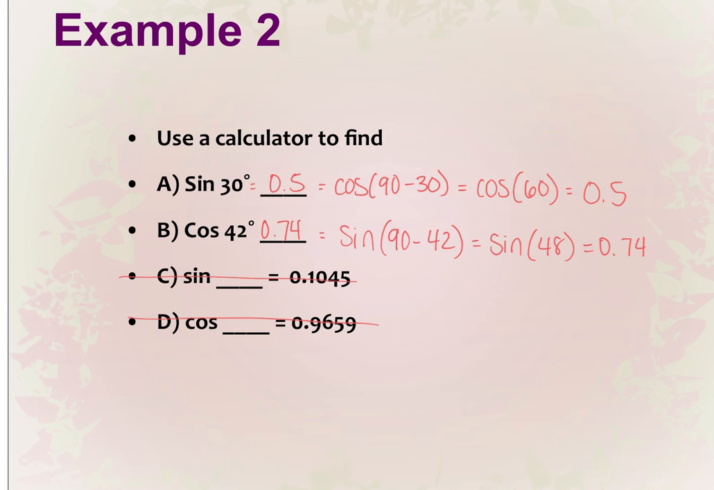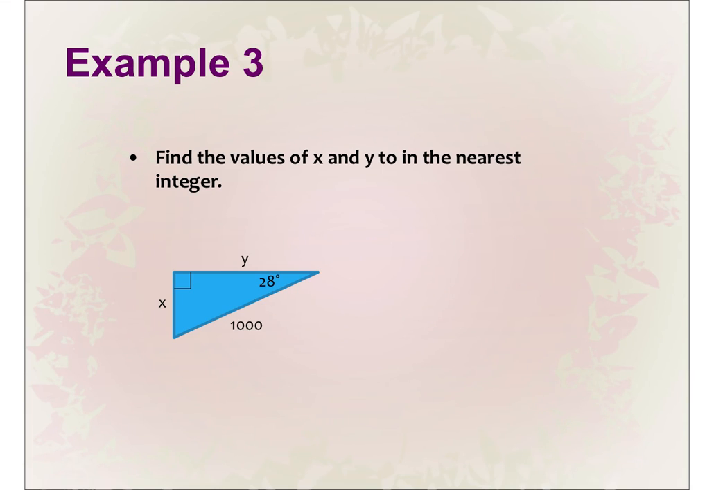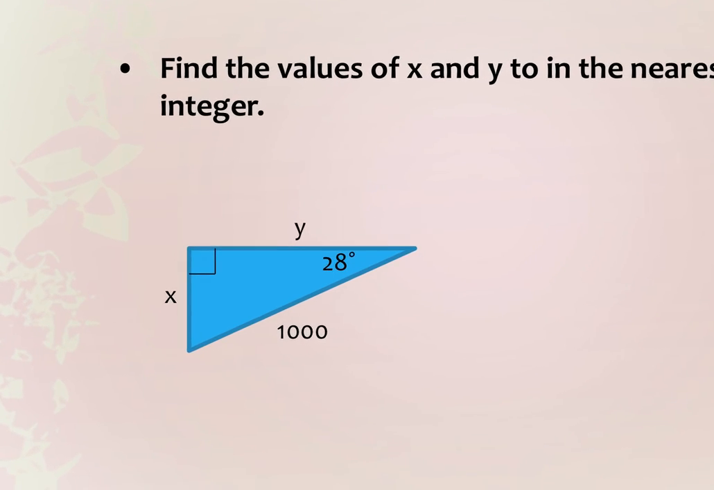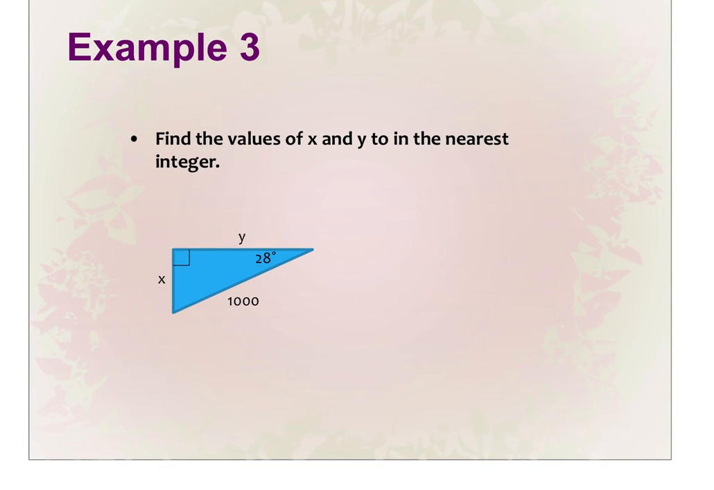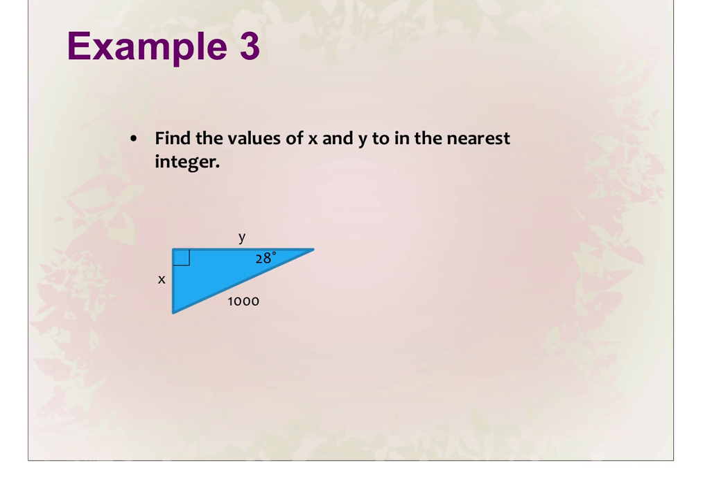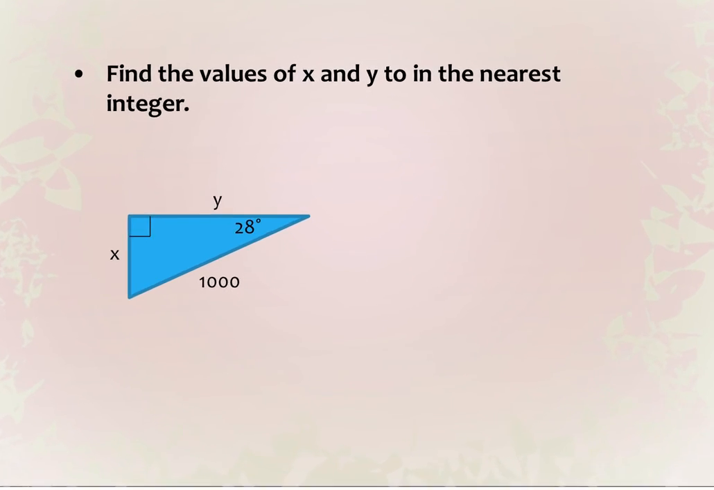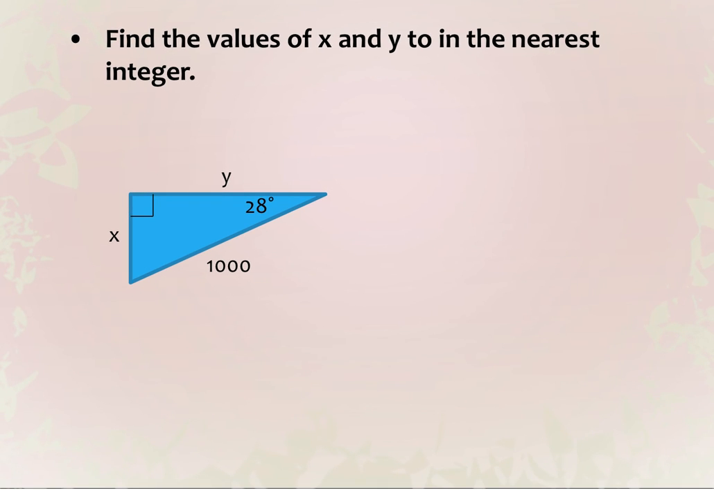Okay, last thing that I'm going to leave you guys with. Jump to example 3. We'll go back to the other two. We're not skipping them, okay? But we're going to jump to example 3 because that pertains to what we just learned. Okay. Find the values of x and y to the nearest integer. So we're going to round to the nearest integer.